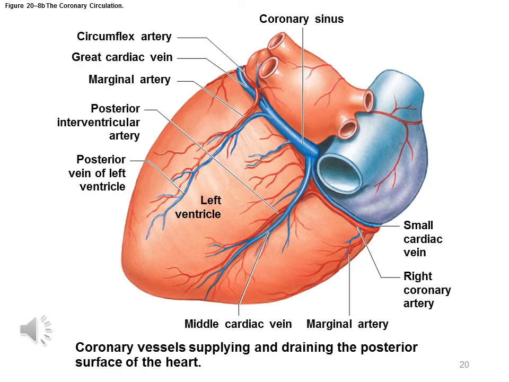Here we can see in the posterior view that you have the posterior interventricular artery, and you can see a really great shot of the left ventricle here. Notice the coronary sinus. So the coronary vessels are going to drain into that coronary sinus, which is going to drain into the right atrium. So remember, all the cardiac veins are going to drain into the coronary sinus, which is going to drain into the right atrium.